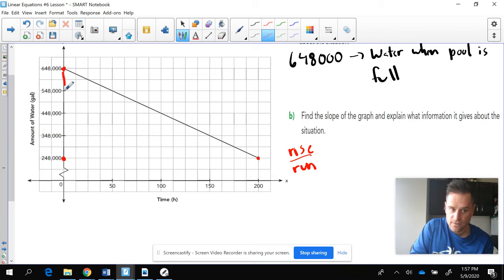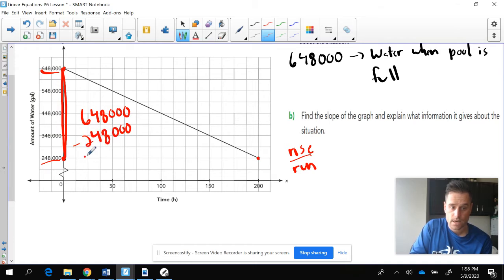So how do you find this distance right here? Well, you have to take this big number and subtract it from this number. That is going to tell you the difference. So let's just do that right here. We're going to take away 248,000.